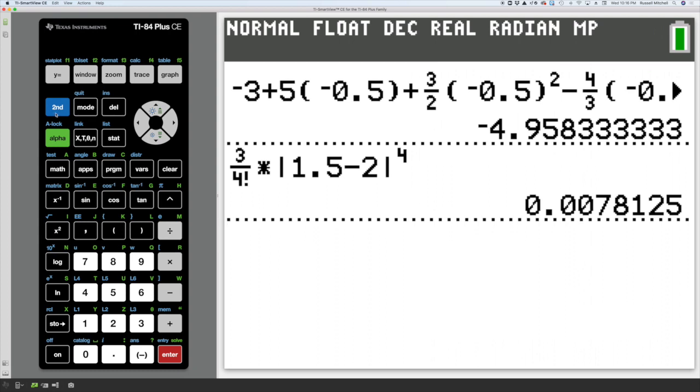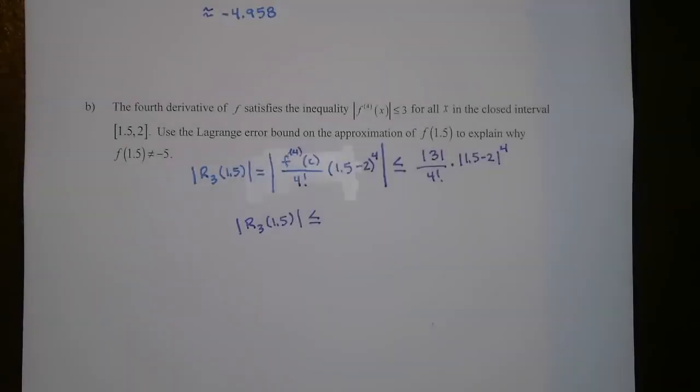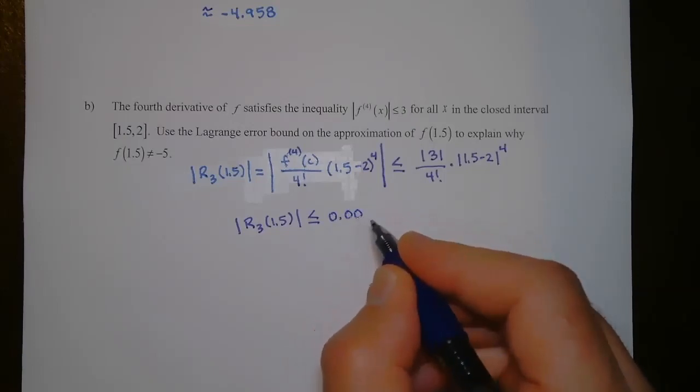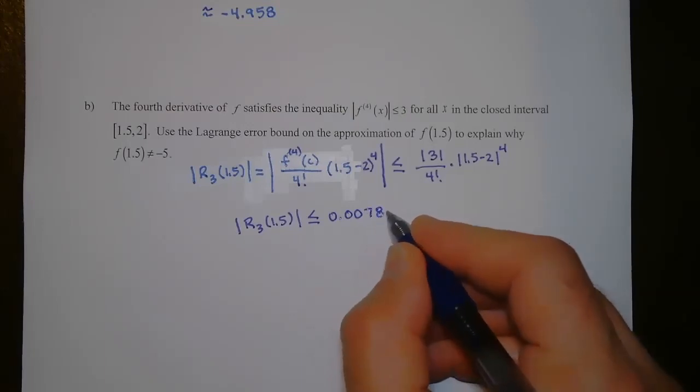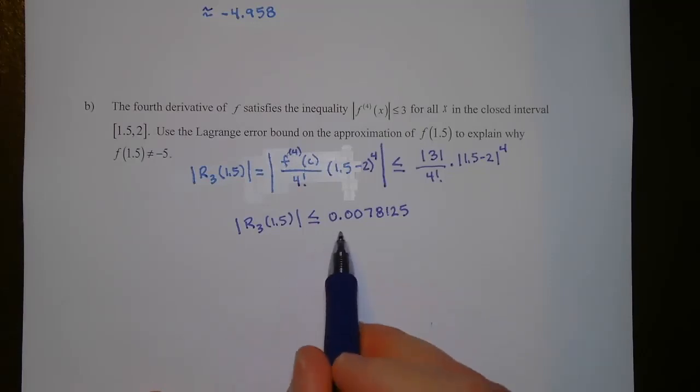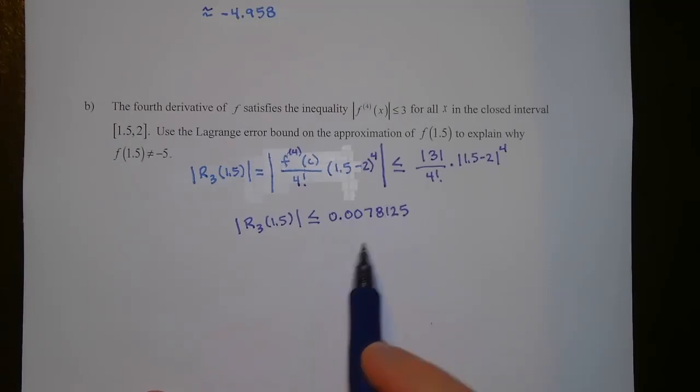All right, so let me go back to our handout, our lesson, our notes, and we'll record this value. From our calculator, we know that this number is 0.0078125. So that means our error has to be between negative 0.0078125 and positive 0.0078125. So this is our error. We're in between f of 1.5 plus this and f of 1.5 minus this. So we're going to show that.